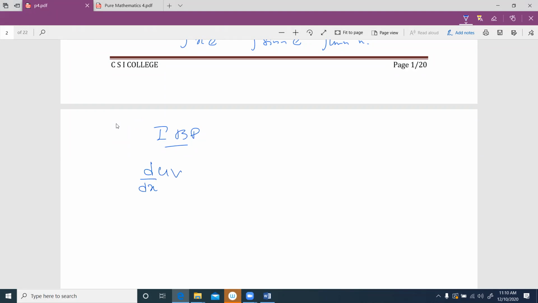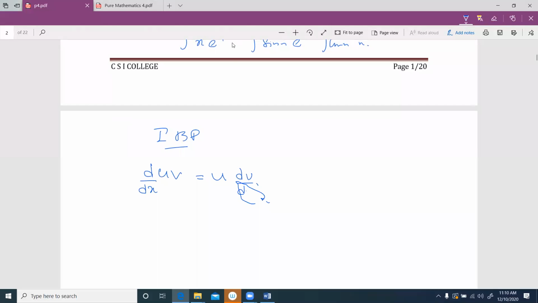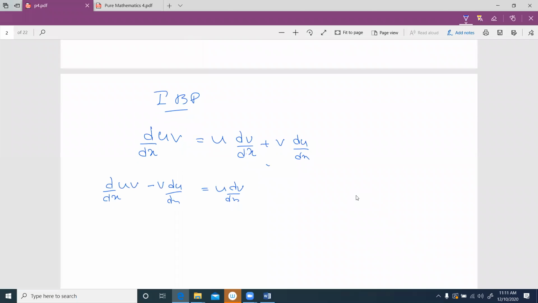If you differentiate u into v, you can use the product rule: keep u and differentiate v, u dv by dx, plus keep v and differentiate u, v du by dx. Rearranging, u dv by dx is equal to d by dx of uv minus v du by dx. That is the base.